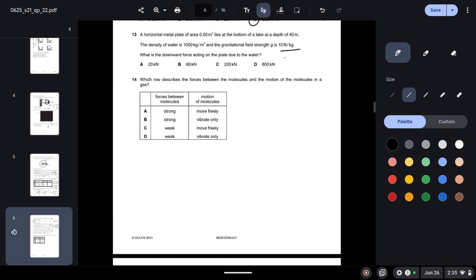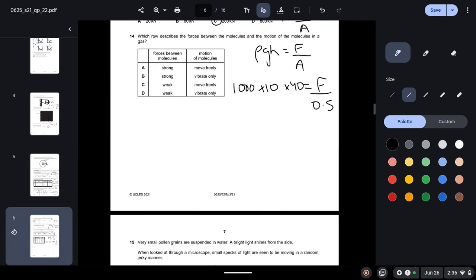So once again here we'll use the formula of pressure is equal to force upon area. But here pressure we will calculate using the formula rho g h. Rho is density, g is the gravitational field strength and h is the depth. So we have all the values. Density 1000, gravitational field strength let's take as 10, height we have as 40, force we have to calculate and area we are told is 0.5. So just plug this in a calculator and your answer will come out to be 200 kilonewtons.